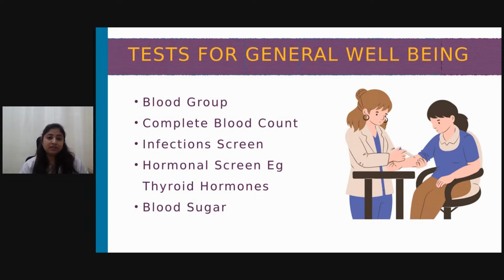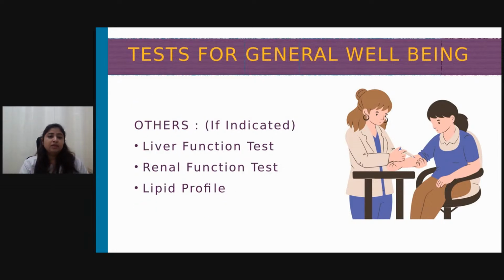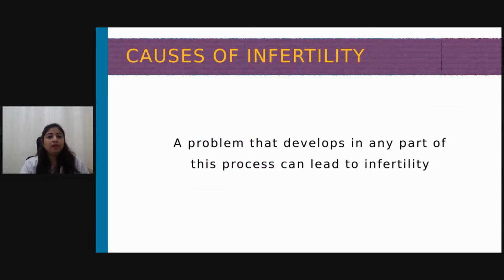Then some hormonal screens and infection screens are done, and blood sugars are also checked. Other tests like liver function, renal function, and lipid profile can be checked depending on whether there are any risk factors in you, like high blood pressure or high cholesterol levels. If there are any other concerns, other tests can be done to look at your general well-being. Now coming to the typical investigations for the cause of infertility.